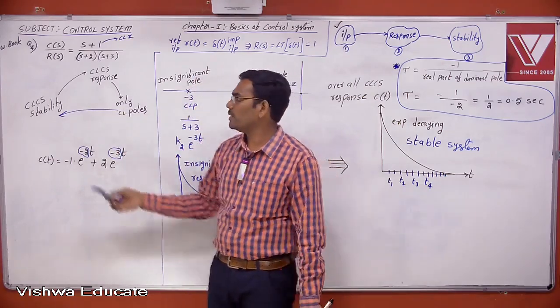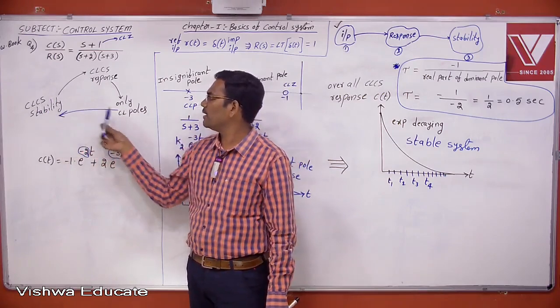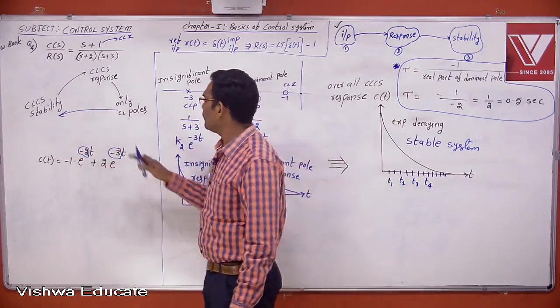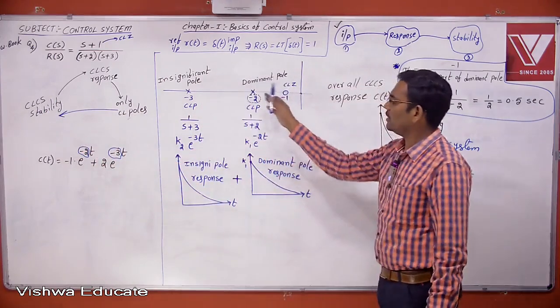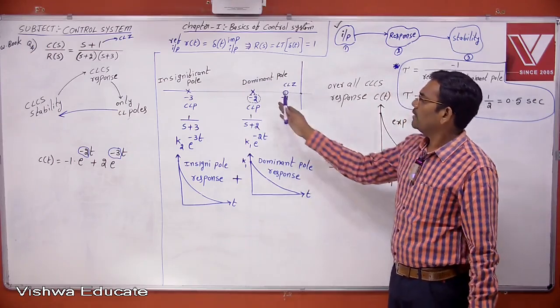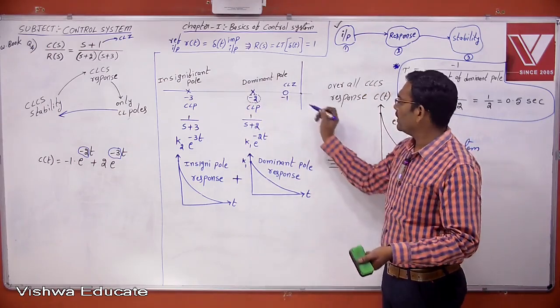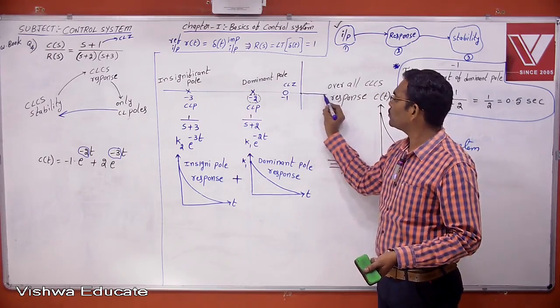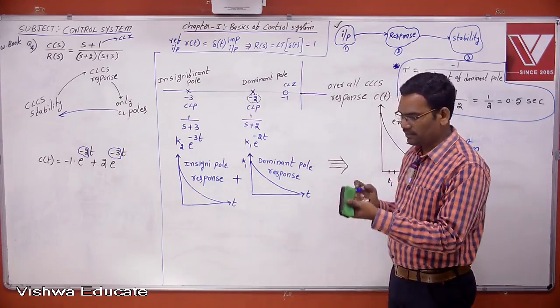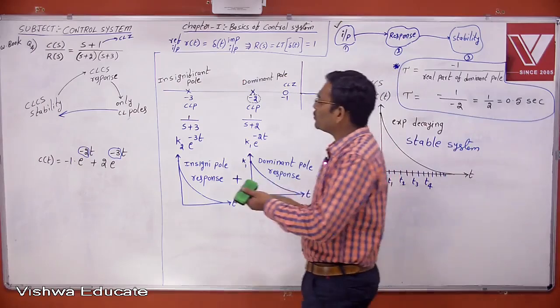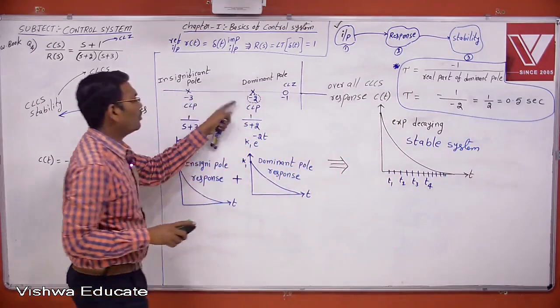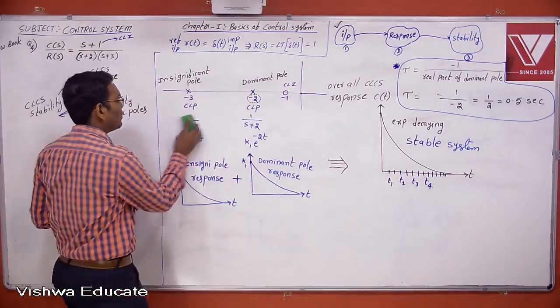Therefore, what is the shortcut method? If you want to find the stability, see the closed loop poles. Now, where are the closed loop poles? This is the closed loop pole. See here, these are the closed loop poles in the S plane. From these closed loop poles you decide the system stability. This is your closed loop pole.